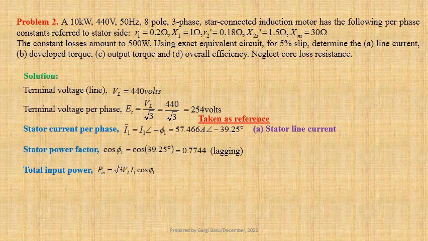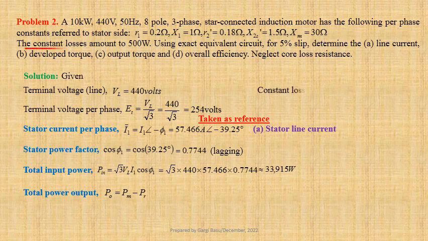For three-phase induction motor, total input power Pin equals root 3 times VL into I1 cos phi1. Using values we get root 3 into 440 into 57.466 into 0.7744, which is approximately equal to 33,915 watts.